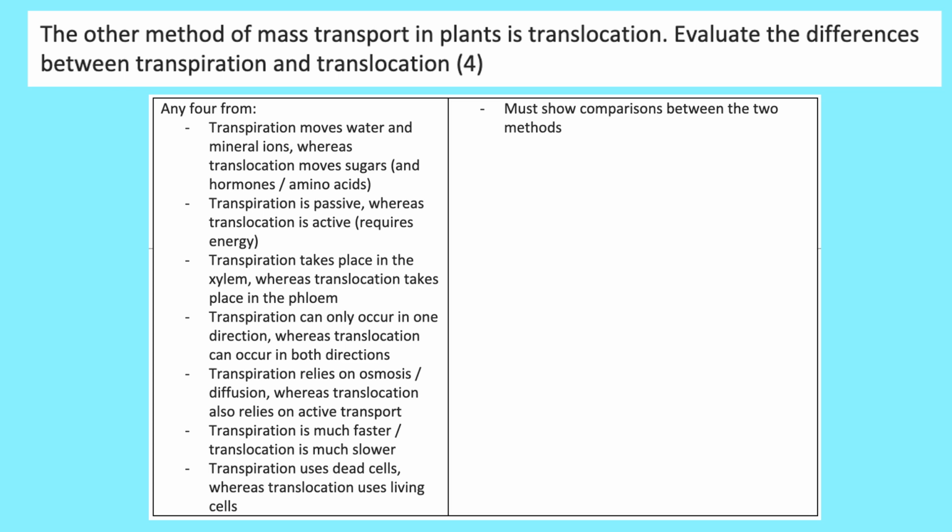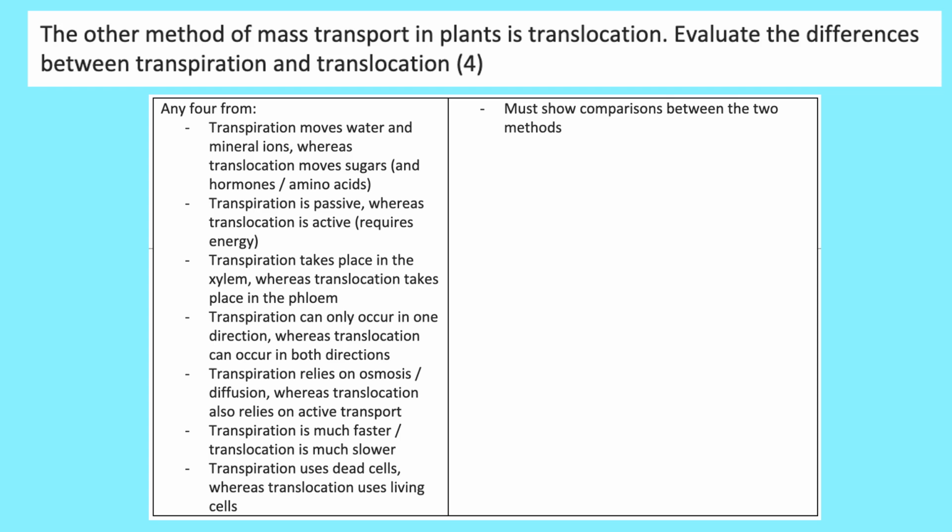Also, as we said before, transpiration relies on osmosis, whereas translocation relies on active transport, a passive process versus an active process. Transpiration is much faster, whereas translocation is much slower. That's because translocation requires energy and is a far more complicated process than transpiration.